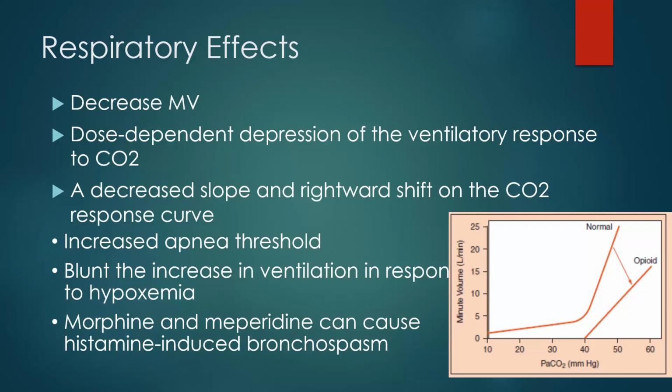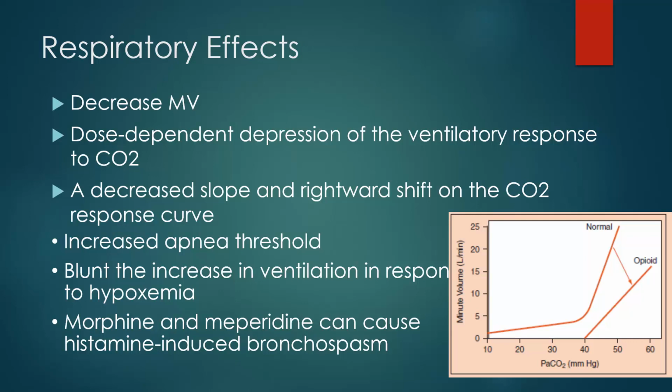Now, when you give opioids, you decrease minute ventilation, and you decrease it by decreasing respiratory rate, not tidal volume. In fact, tidal volume may actually go up most commonly. Opioids have a direct effect on the respiratory centers in the medulla, producing a dose-dependent depression of the ventilatory response to carbon dioxide. You will get a decrease in slope and rightward shift of the CO2 response curve, as you can see here. So a normal person has this kind of U-shaped curve for the CO2 response and minute ventilation. When you give opioids, you lose the curve and it's right shifted.